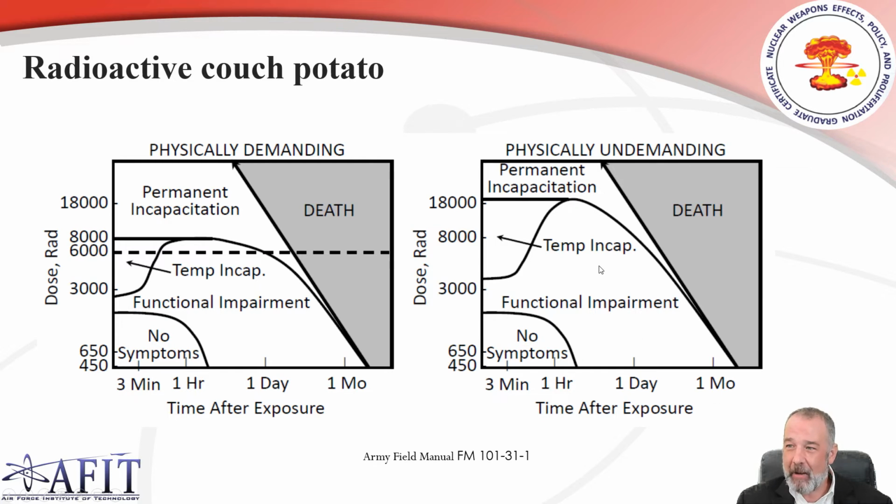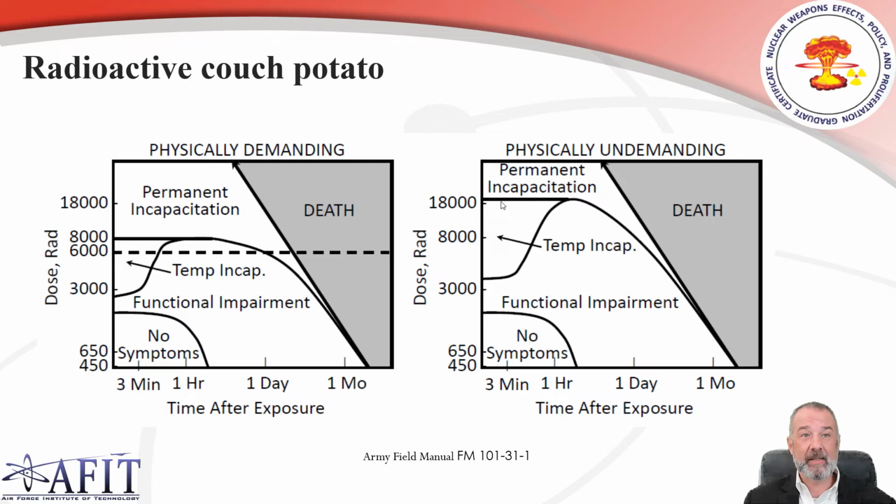But if you're a couch potato, you don't suffer permanent incapacitation until much higher doses. If you're doing something physically demanding, all of these things are lowered quite a bit, to where you get permanent incapacitation right around 8,000 rads, where here it doesn't occur until more than 18,000 rads.